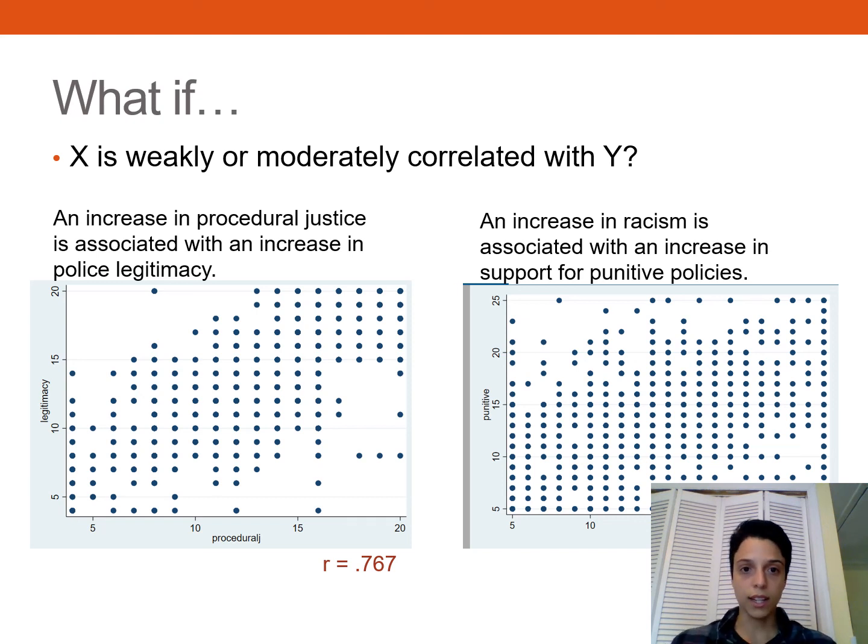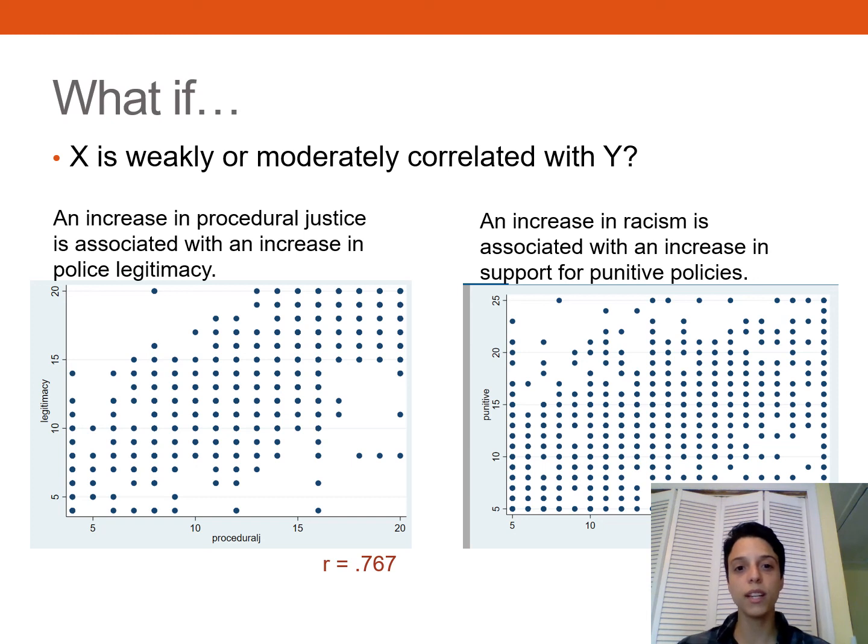So the question here is, can we still say that there's a causal relationship between these two things if we're not looking at a perfect correlation? So even though you have some people who view the police as really procedurally just but not legitimate, even though you have some people who express very low racism but are still very punitive, right? So you have people who don't quite fit on that line. Can we still say that there's a causal relationship here? And the answer is a really simple yes.